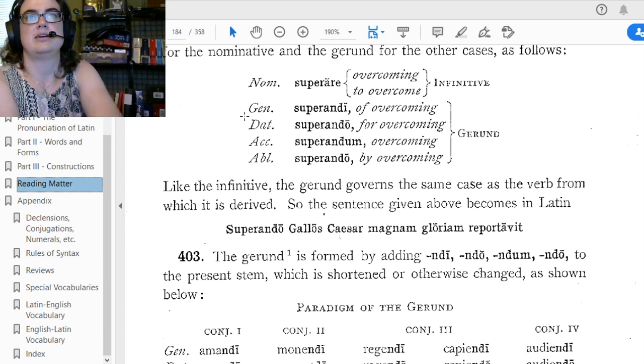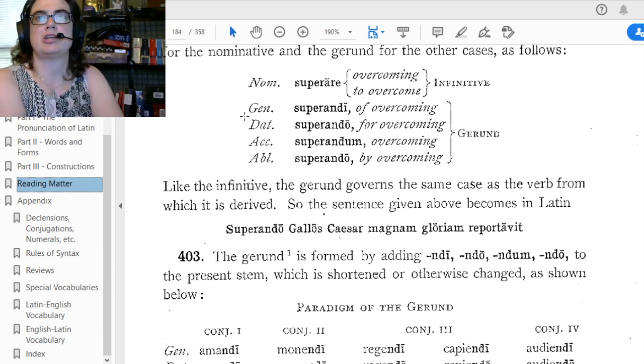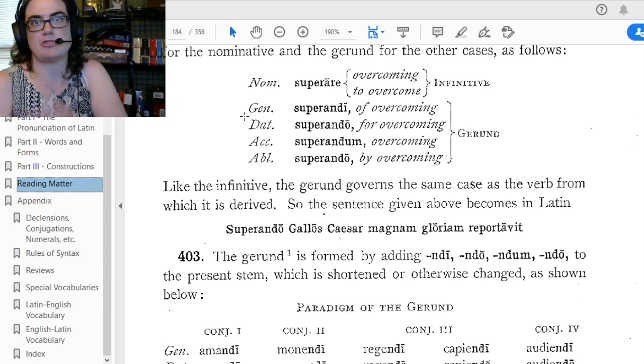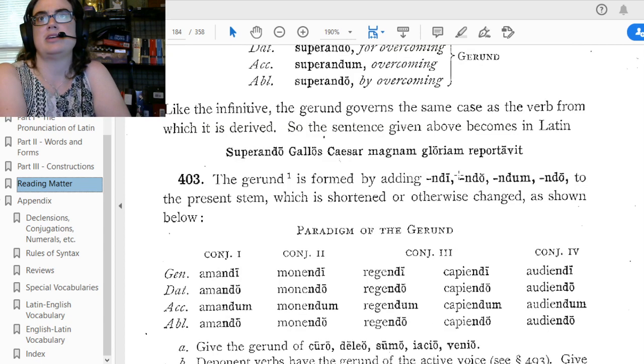Alright. Like the infinitive, the gerund governs the same case as the verb from which it is derived. So if you need to have an object, such as overcoming the Gauls, Gauls would be in the accusative. We know a couple verbs that take a dative object, for example. If you had a gerund with one of those, the object would be dative.